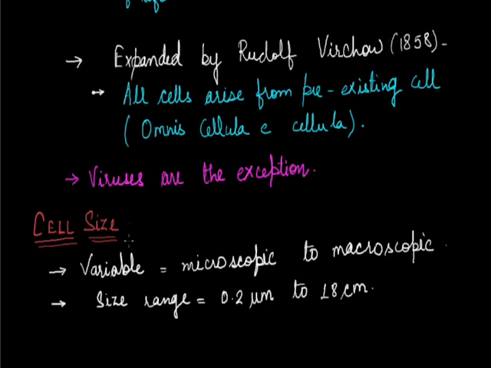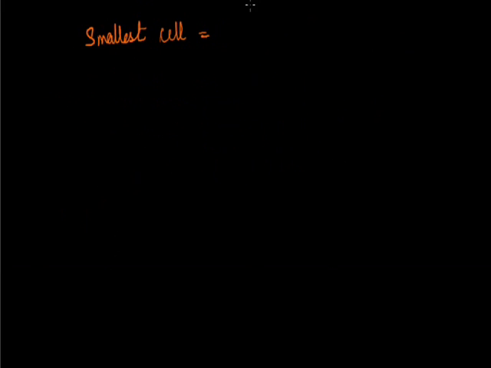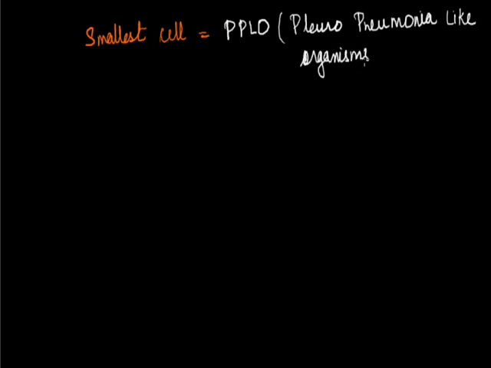You must be very familiar with the smallest cell, which is known as the PPLO or the mycoplasma. The smallest cell is the PPLO, that is pneumonia-like organisms, and the example of PPLO is the mycoplasma. So mycoplasma is the example of the smallest cell.